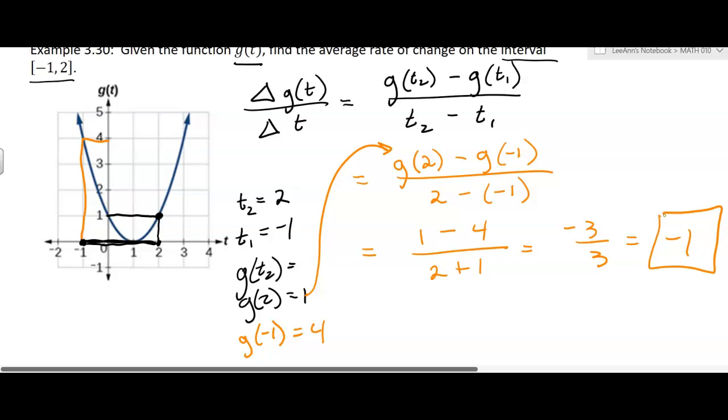We don't have any units on this. We don't know what we're measuring. So we can just say the average rate of change is -1. Now in these first 2 examples, the average rate of change came out to be negative. That is not always the case. But you can see you're going down more than you're going up over that interval.